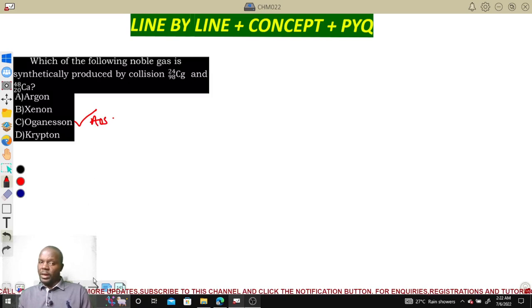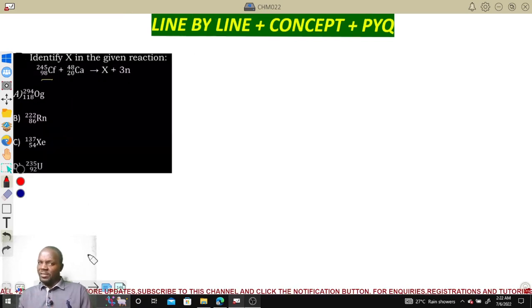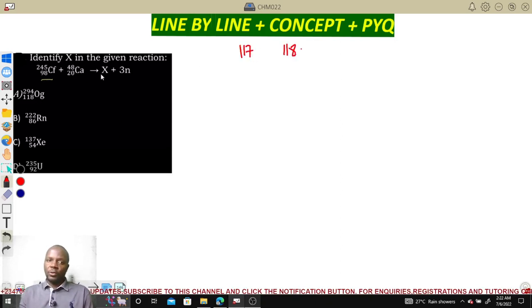The next one, I'm sorry, I have to rush. I believe this should not be a problem for you guys. Now, this is the way it is being produced, and we'll talk about it. Oganesson, I told you the last member of group 17 is 117. The last member of group 18 is 118. So even if you don't know anything, oganesson is produced, and the atomic number is 118. So if the atomic number is 118, this one will be what?